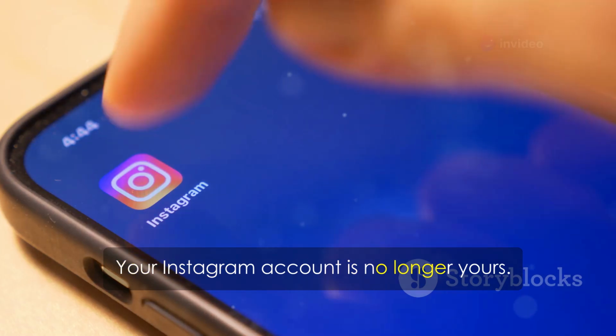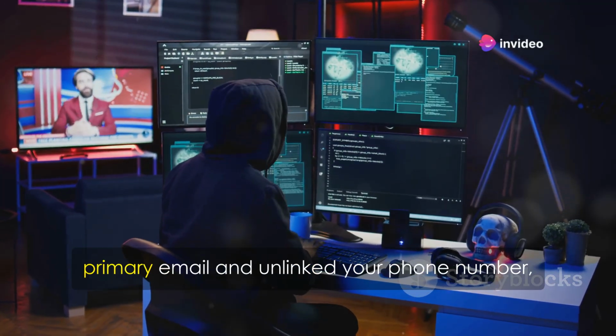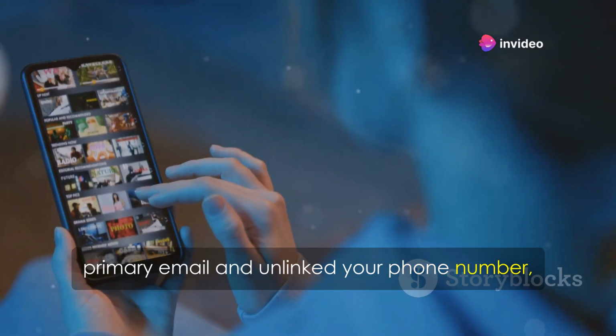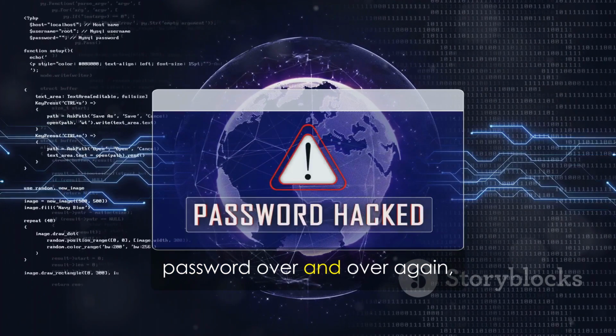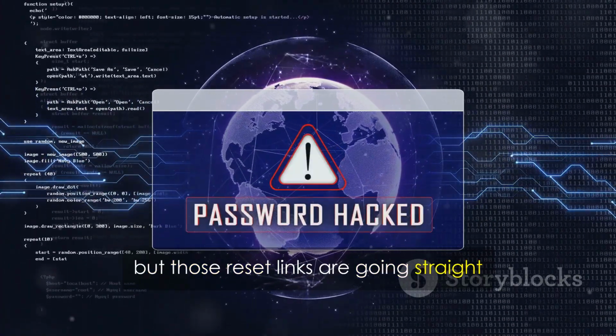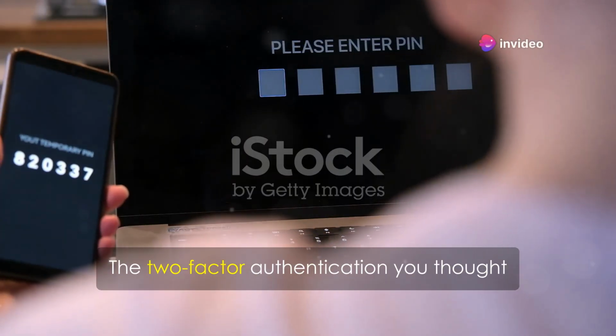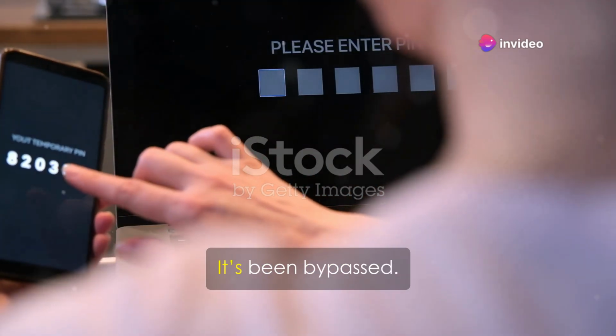Your Instagram account is no longer yours. The moment that hacker changed your primary email and unlinked your phone number, they didn't just take your photos, they hijacked your digital identity and locked the door behind them. You're sitting there hitting forgot password over and over again, but those reset links are going straight to the attacker's inbox. The two-factor authentication you thought would protect you, it's been bypassed.